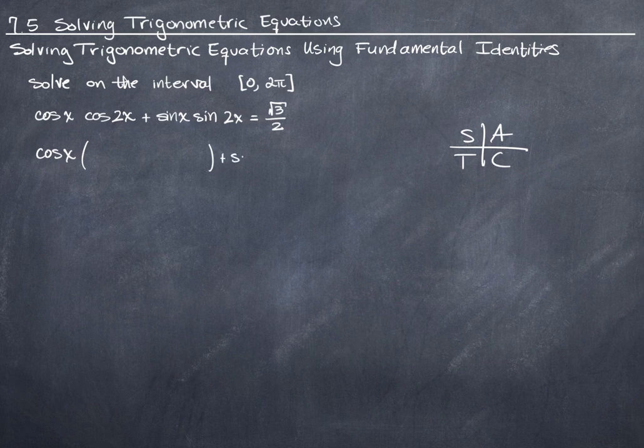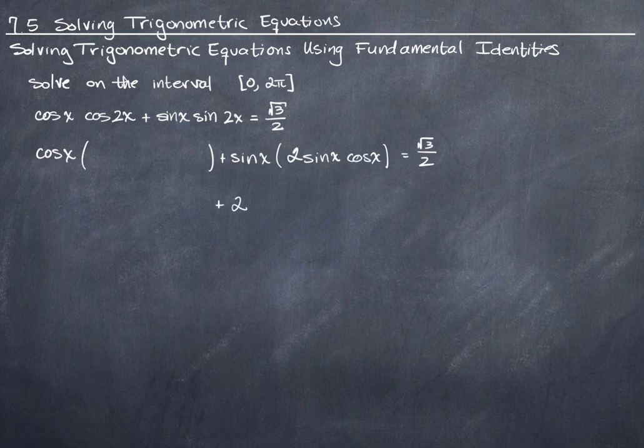I'm going to leave it blank just for the moment. And then I'm going to add the sine of x times, and I might try changing that as well. I haven't really decided yet. That's all going to be equal to the square root of 3 over 2. Now, with the sine of 2 theta, there is only one form of that formula. The sine of 2 theta is equal to 2 sine theta cosine theta. So this term now looks like this: 2 sine squared theta cosine theta.